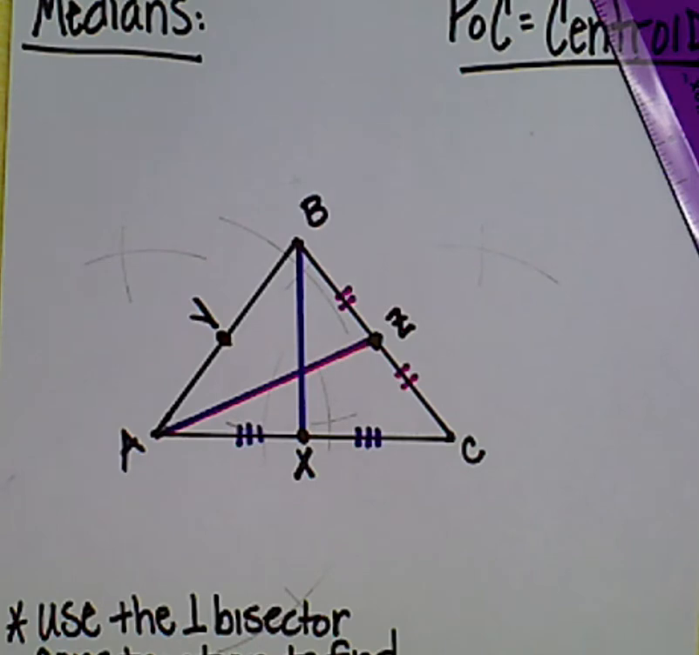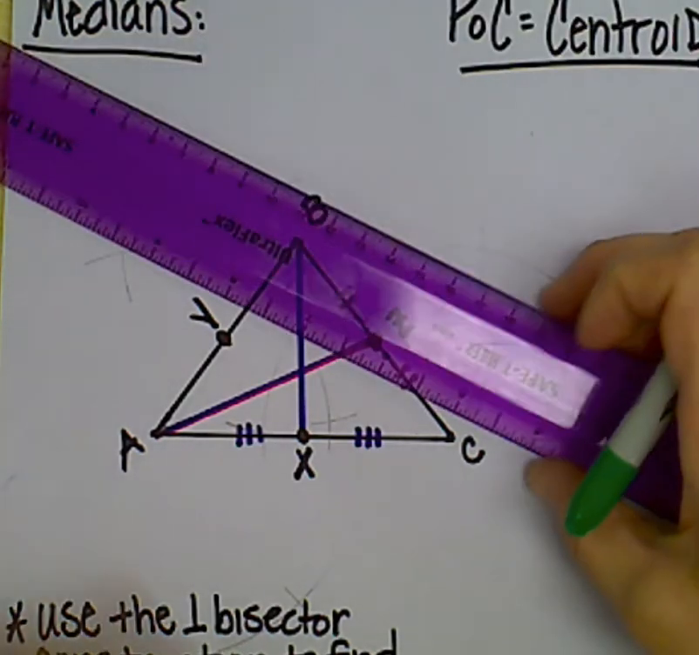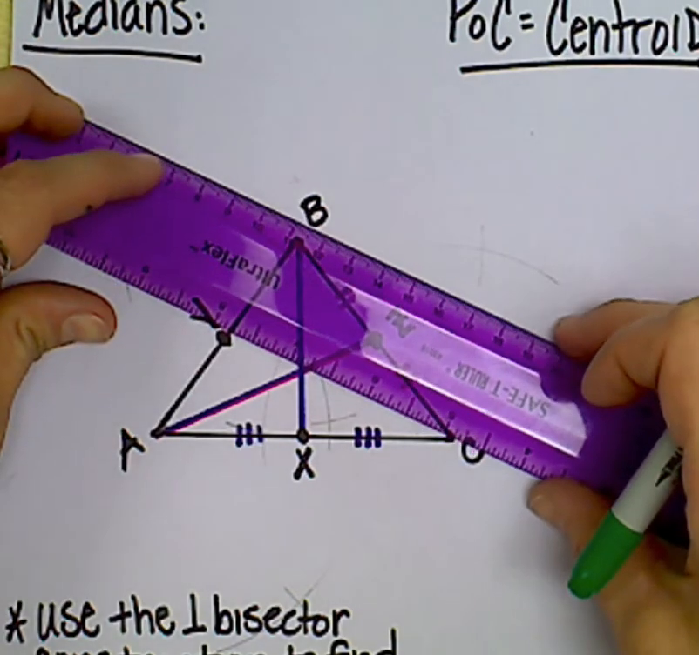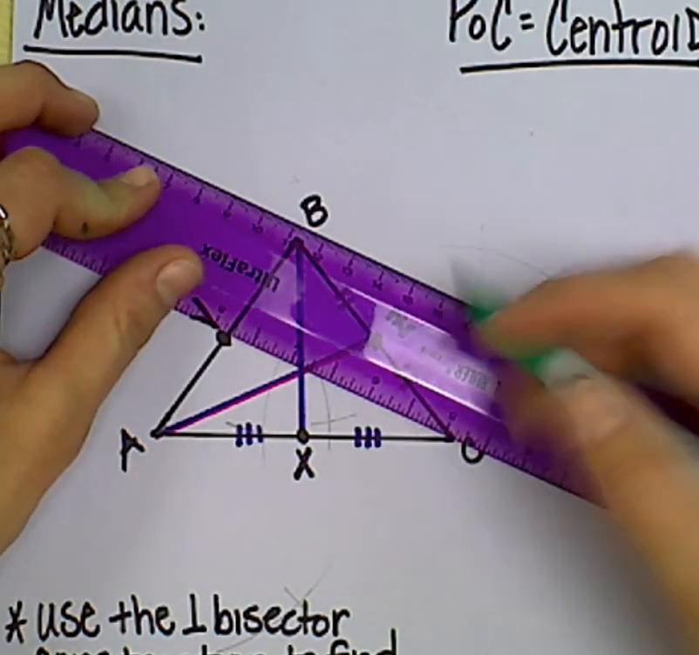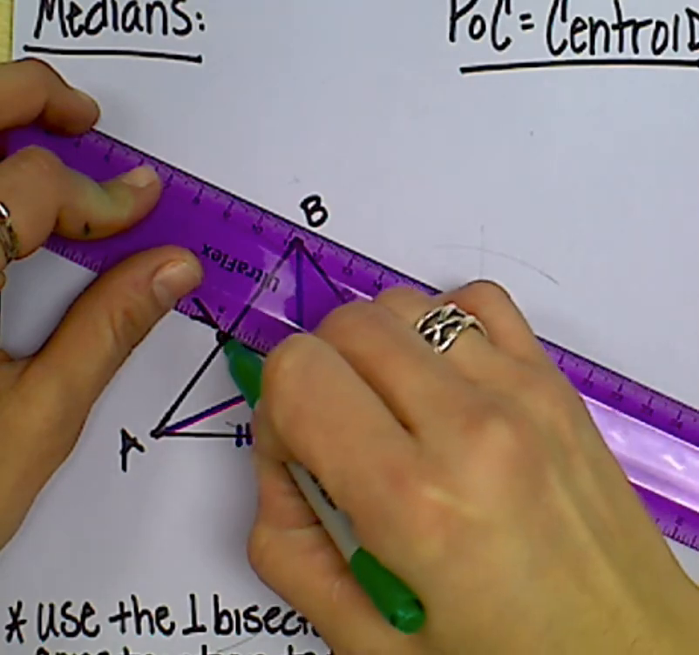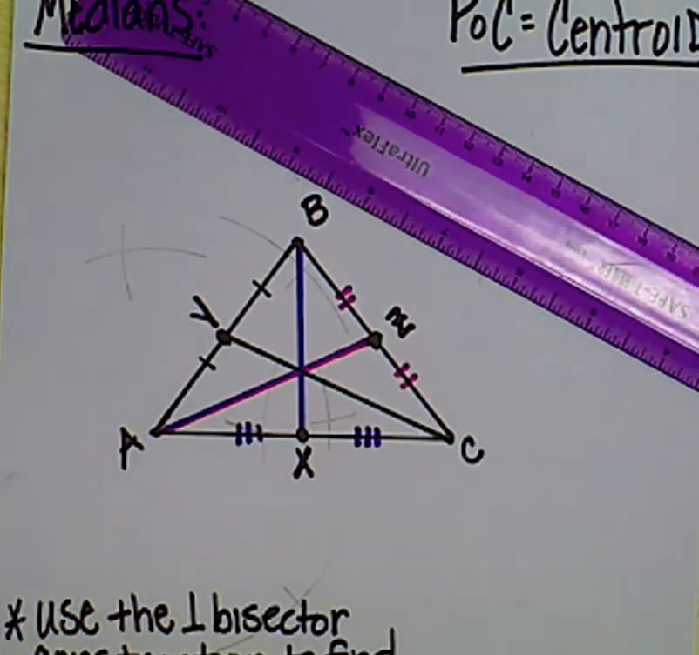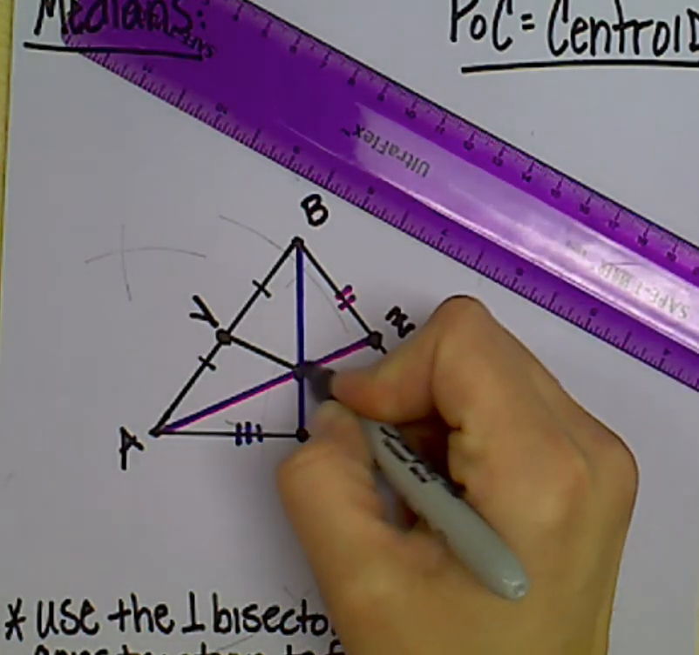And when we draw our median, we connect the vertex to the midpoint. And each of these are now congruent. And what we find is directly in the middle is our centroid.